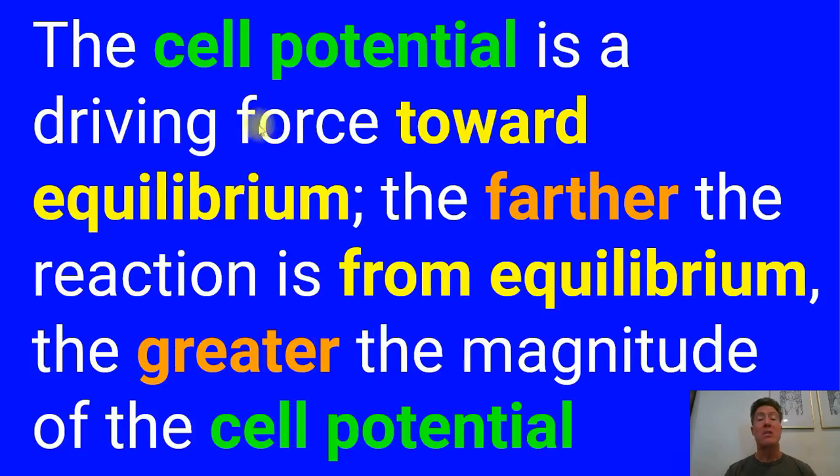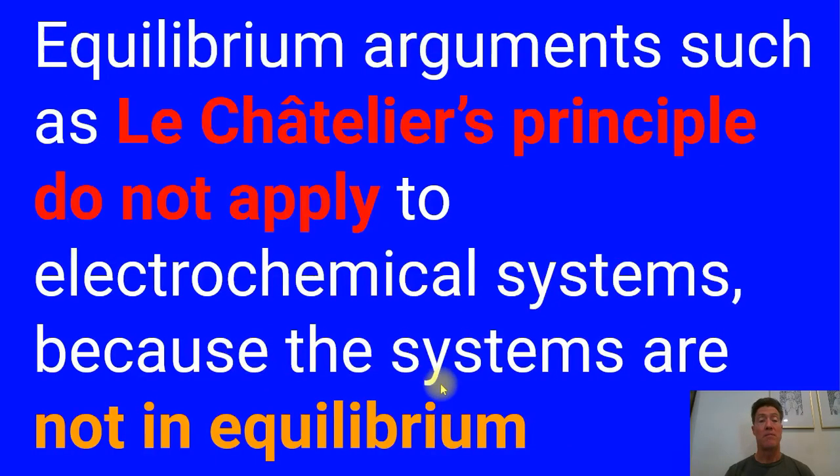Remember, cell potential is the driving force, or the pull towards equilibrium. And the farther the reaction is from equilibrium, the greater the pull. The opposite is also true. The closer the reaction is to equilibrium, the less the magnitude, the less the cell potential and the resulting voltage.